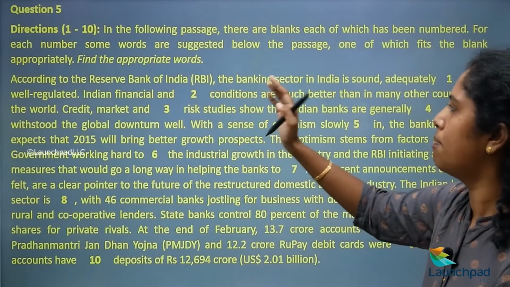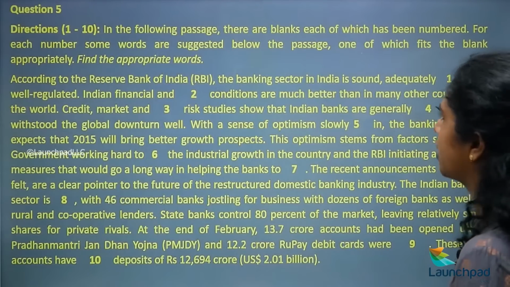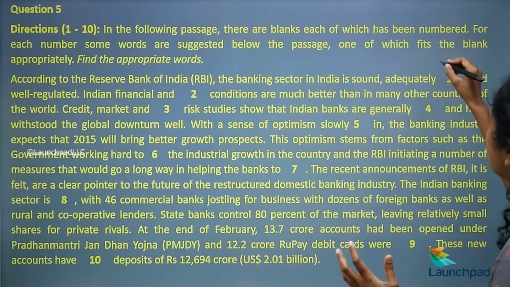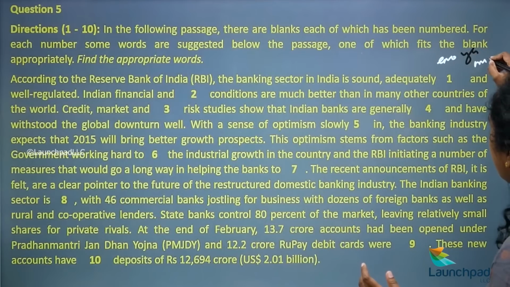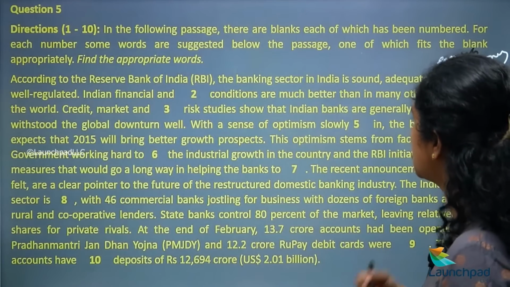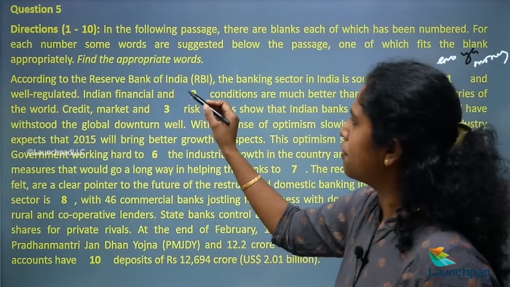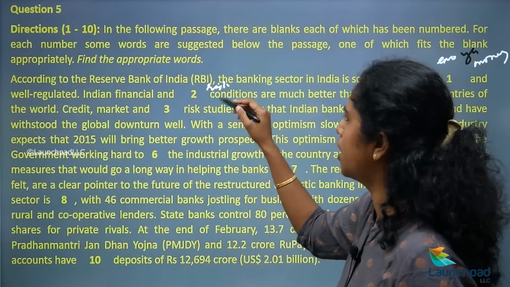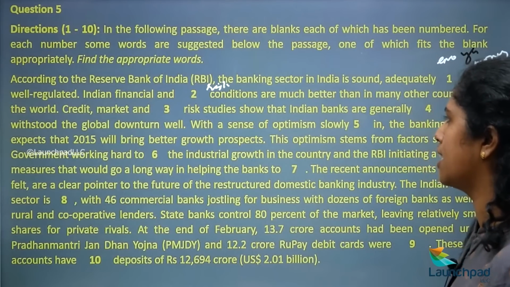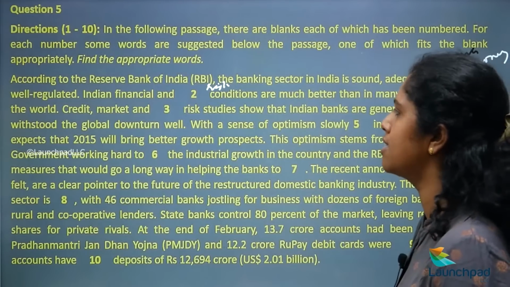So according to the Reserve Bank of India, the banking sector in India is sound, adequately dash and regulated. Okay, so adequately sound. Adequately, it has enough money, right? Enough money. Indian financial and dash conditions are much better than in many other countries of the world. Okay, so Indian financial and risk conditions, or today's conditions, right? Credit market and dash risk studies show that Indian banks are generally dash and have withstood the global downturn well.